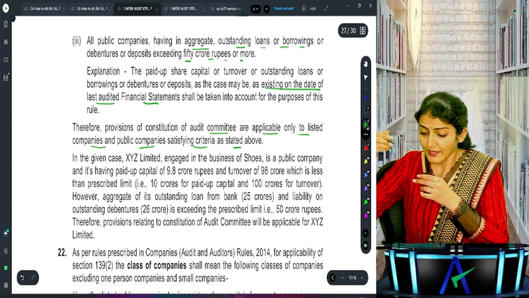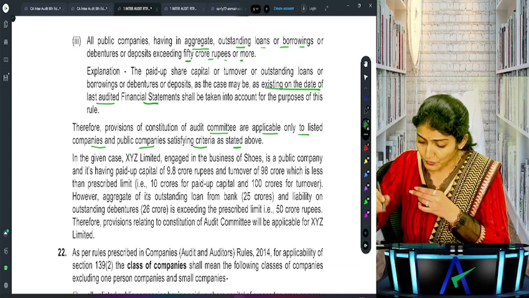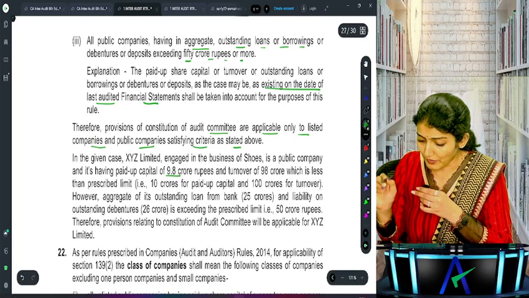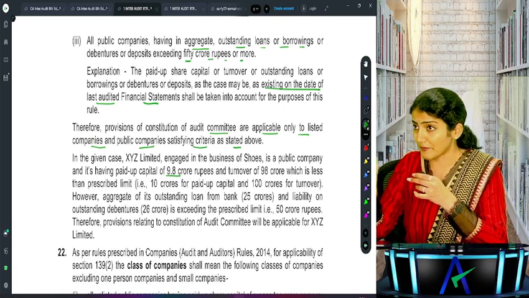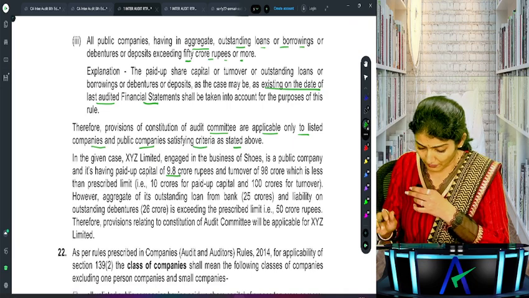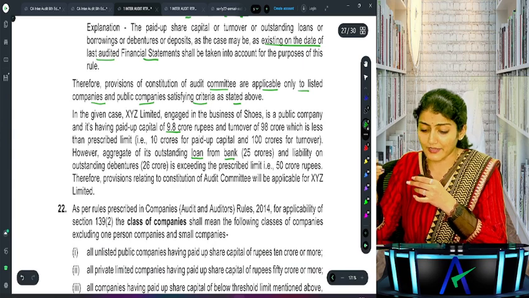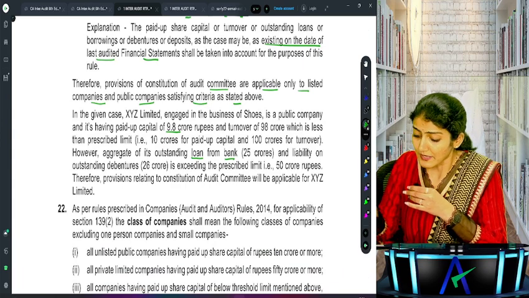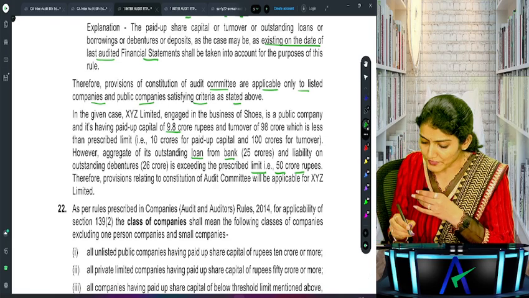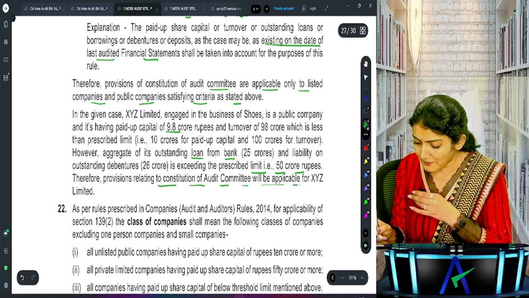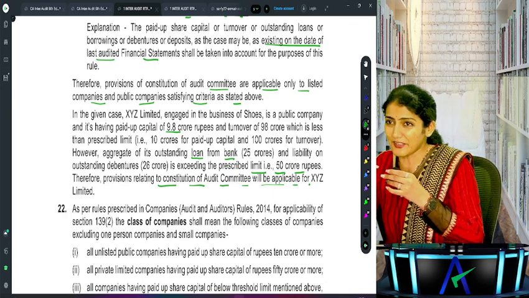Therefore, provisions of constitution of audit committee are applicable only to listed companies and public companies satisfying criteria as stated above. In the given case, what has happened? XYZ, engaged in the business of shoes, is a public company having paid up capital of 9.8 and turnover of 98, which is less than the prescribed limit of 10 crore and 100 crore. However, the aggregate of its borrowings, outstanding loan from bank and liability of outstanding debentures, is exceeding the prescribed limit, that is 50 crore rupees. Therefore, provisions relating to constitution of audit committee will be applicable. That's what I wanted to tell you. It should come towards the end of the answer.